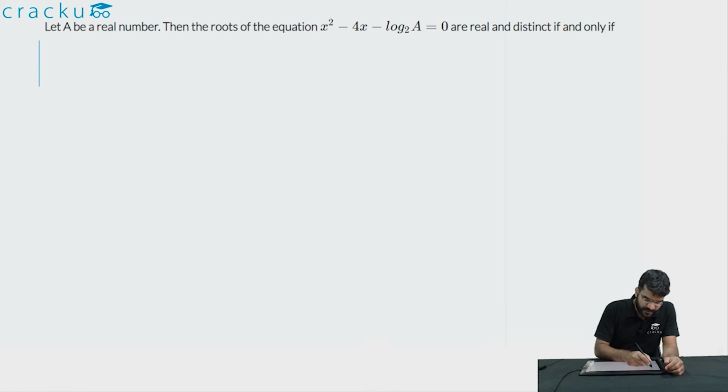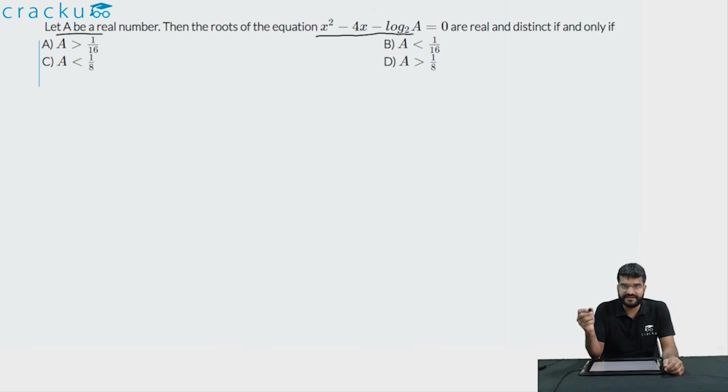In this question, we are told that a is a real number, and we are required to find out the values that a can take for the equation x square minus 4x minus log of a to the base 2 to have real and distinct roots. So let us have a quick recap of quadratic equations.